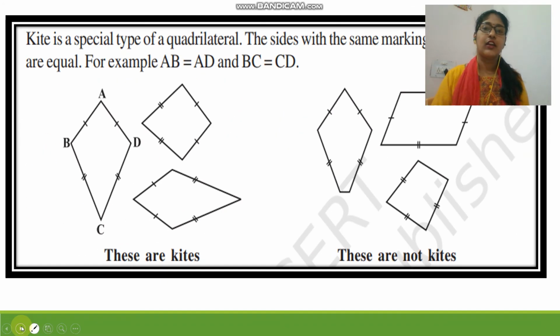Now in this figure we can see that ABCD is a kite. This figure also represents a kite, and this figure also represents a kite. But this figure is not a kite because it contains 5 sides. It has only 3 sides equal to each other, and also in this figure opposite sides are parallel. But to be a kite, a quadrilateral must have adjacent sides equal to each other.